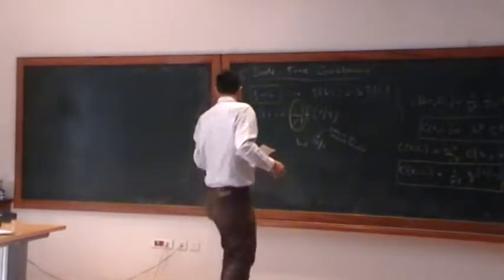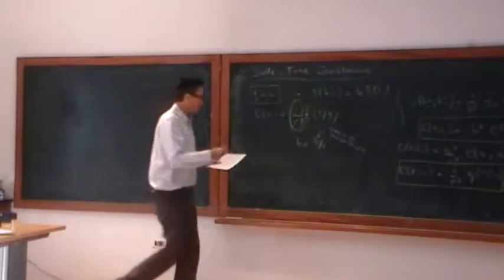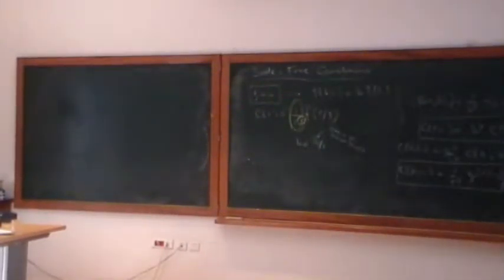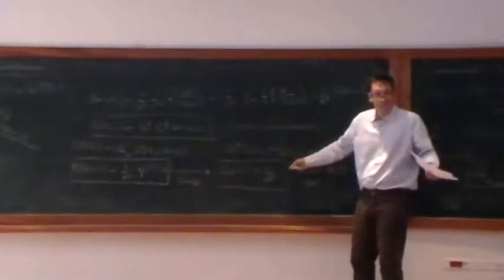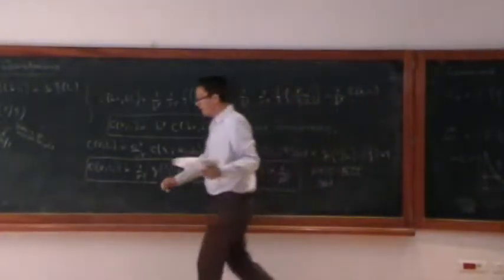Okay, so something interesting now: this gamma is the only important parameter. It tells how fast the correlation function decays. So scale free doesn't mean that it doesn't decay. It means that it decays with a power law. It's still decaying.